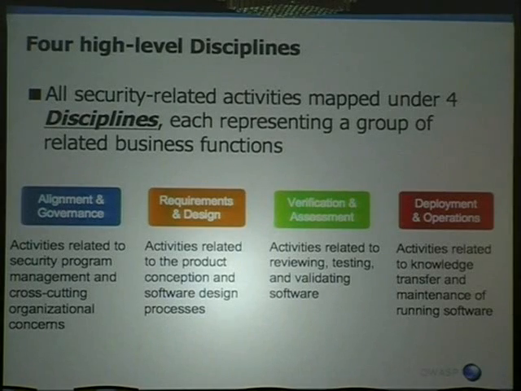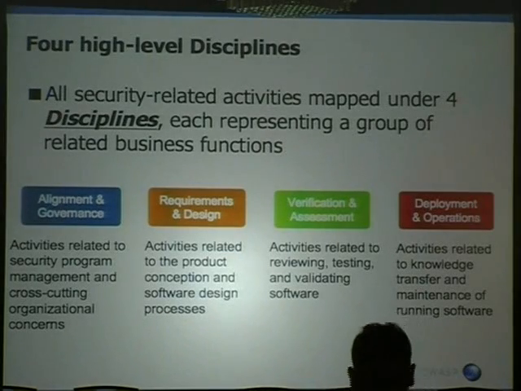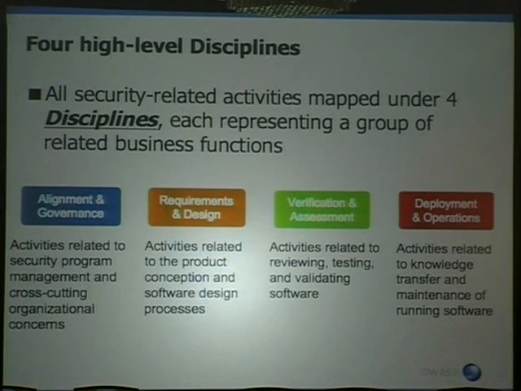So you have alignment and governance activities, which are related to anything that cross-cuts your organization. So the things that you decide at the organization-wide level. You have requirements and design, so basically everything you're doing proactively to help make your software better before it even gets to the coding stage. You have verification and assessment. Now these are things that occur during the development lifecycle really, while you're in implementation and even when you're done with implementation when you go into testing and so forth. And then you have the last silo, which is deployment and operations, which is the last mile of, okay, now that we've built the software, what are we doing to make sure that when we roll it out into production it's maintaining any of the security posture that we planned it to have.